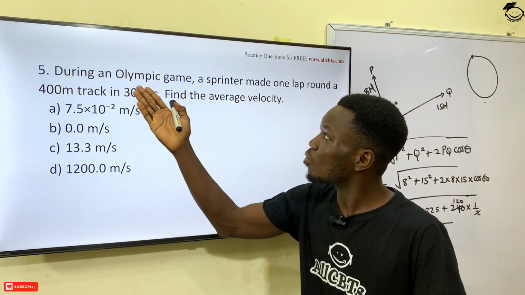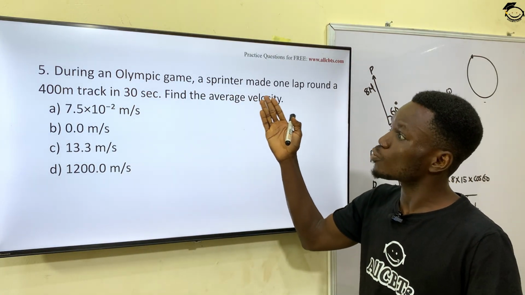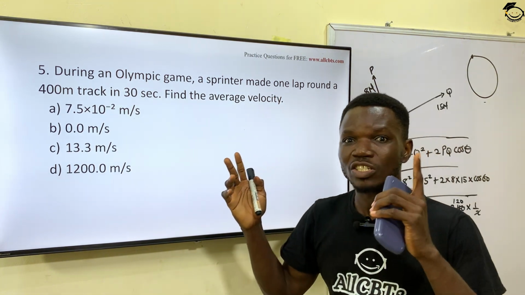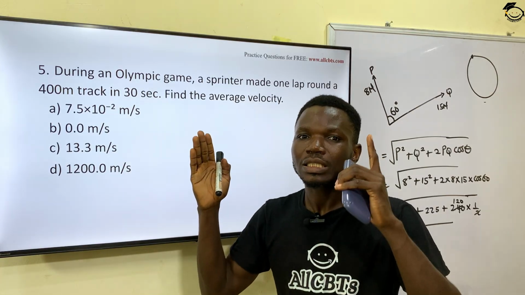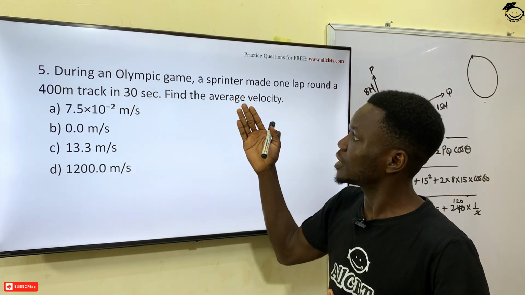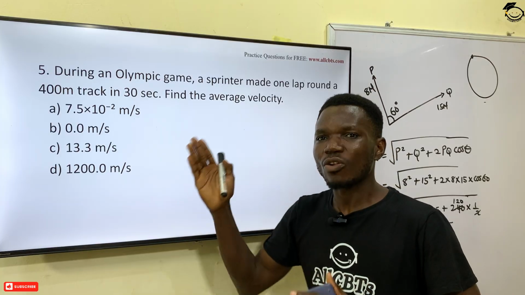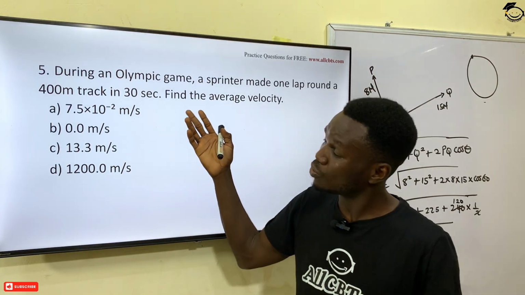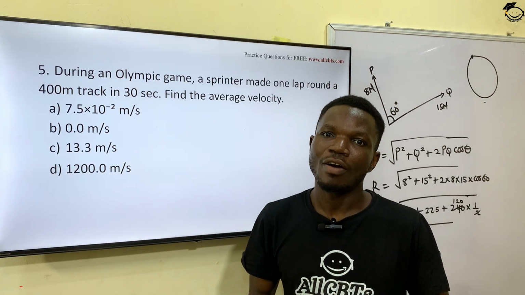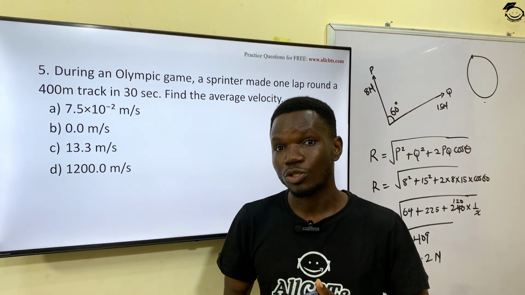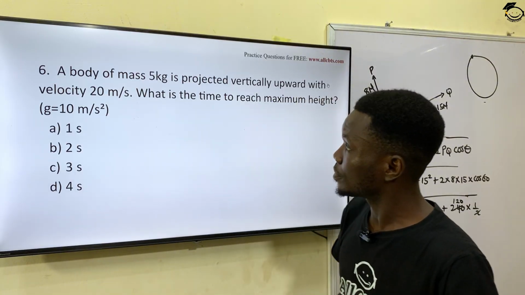Likewise, when this Olympic sprinter decides to run around the 400 meters track and comes back to its original starting point, it means that that particular sprinter has 0 average velocity. So the correct answer to this question is option B, which is 0.0 meter per second as the average velocity. So that takes us to the next question, which is question number 6.